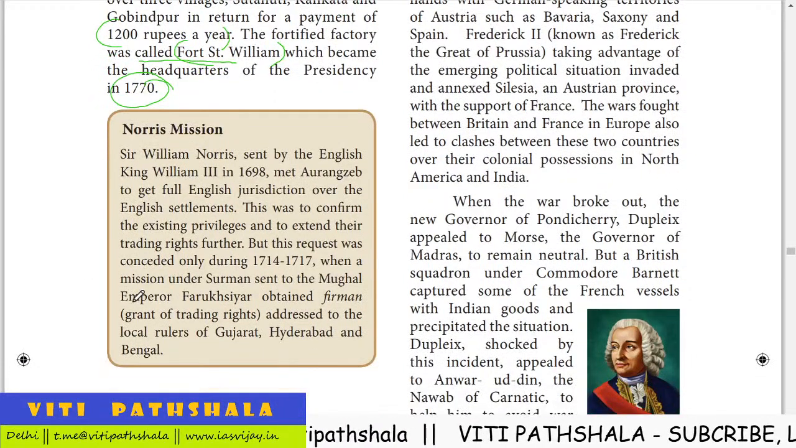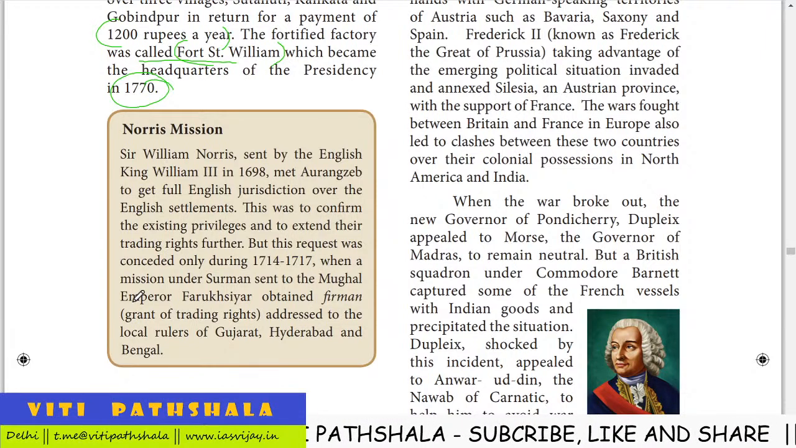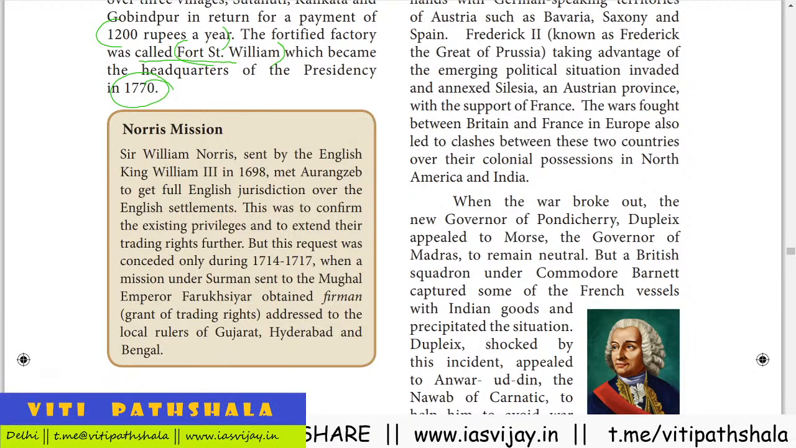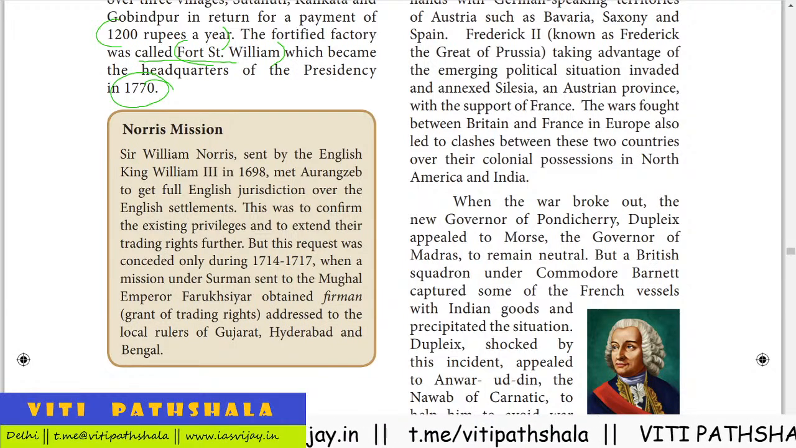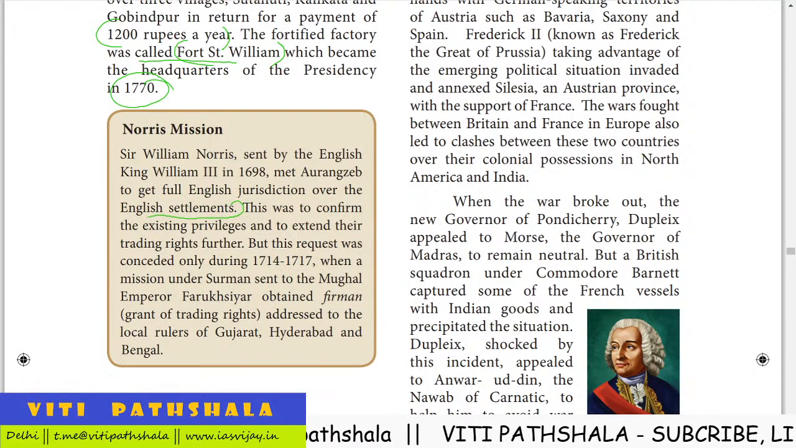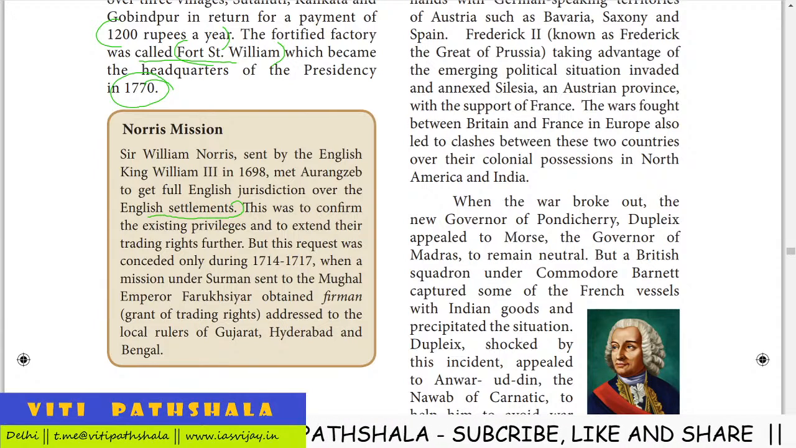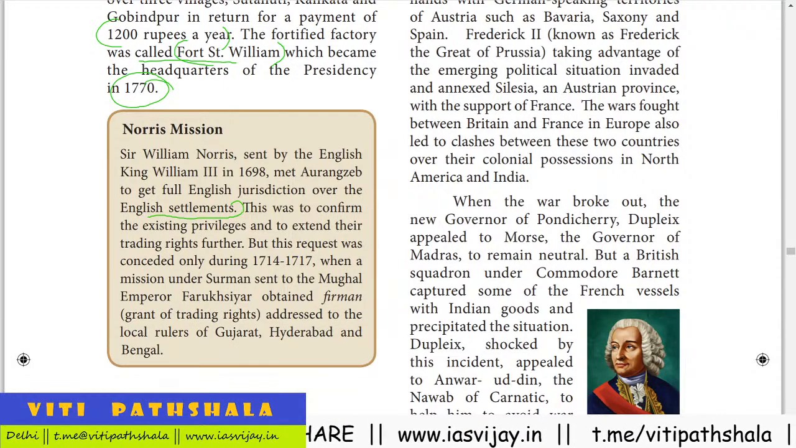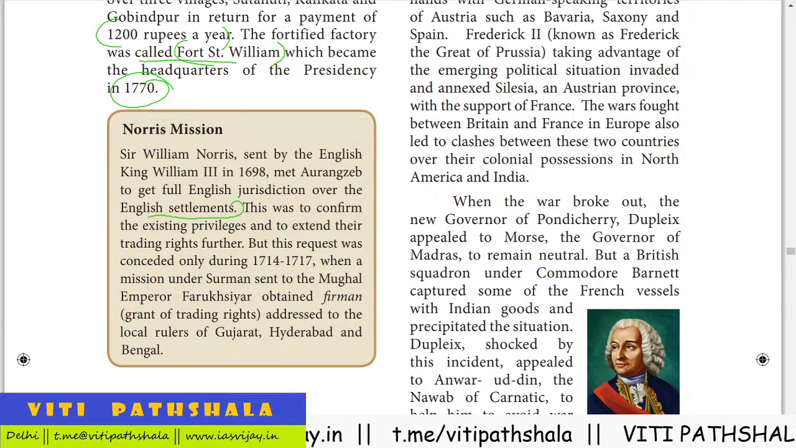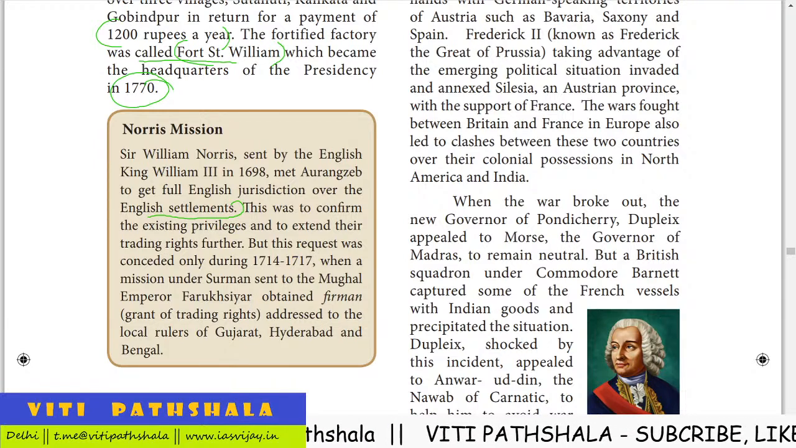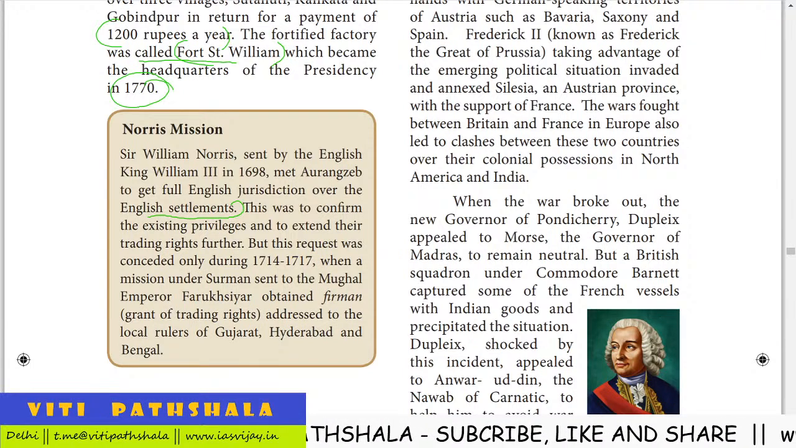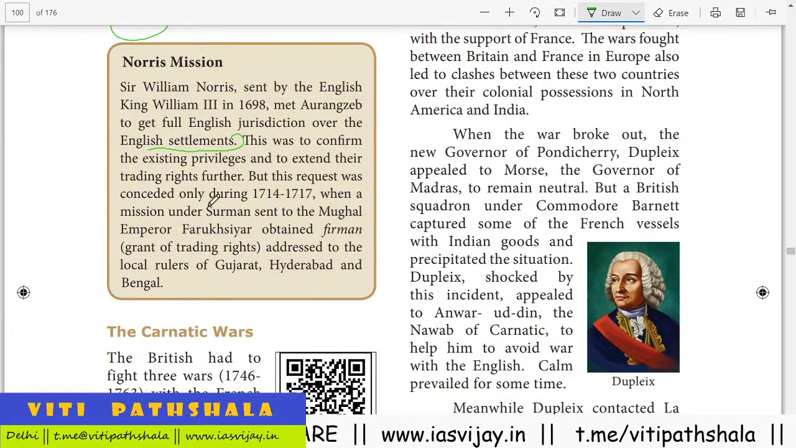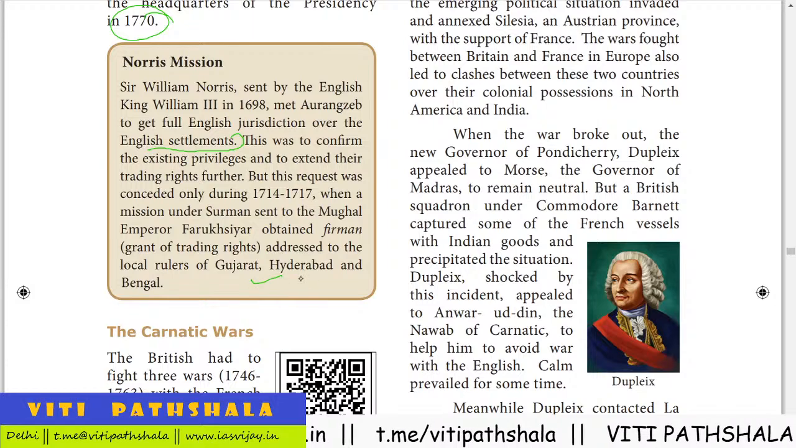The Norris mission. Sir William Norris was sent by the English King William III in 1698 to meet Aurangzeb to get full English jurisdiction over the English settlements. This was to confirm the existing privileges and to extend their trading rights further. But this request was conceded only during 1714 to 1717, when a mission under Surman was sent to the Mughal Emperor Farrukhsiyar, who granted a farman of trading rights addressed to the local rulers of Gujarat, Hyderabad and Bengal.